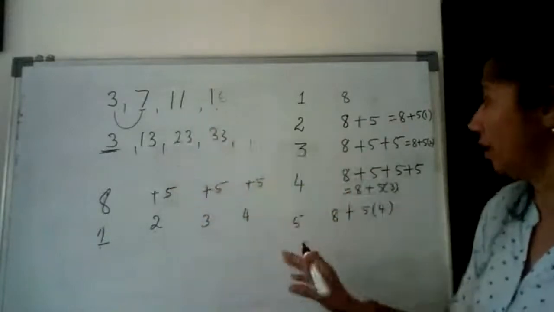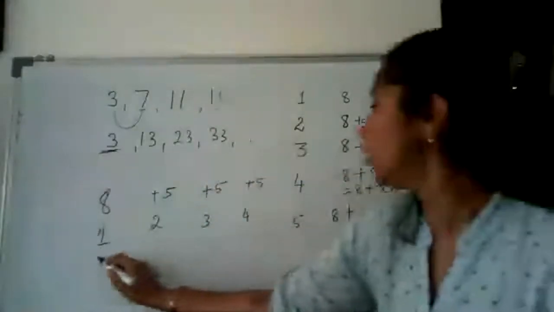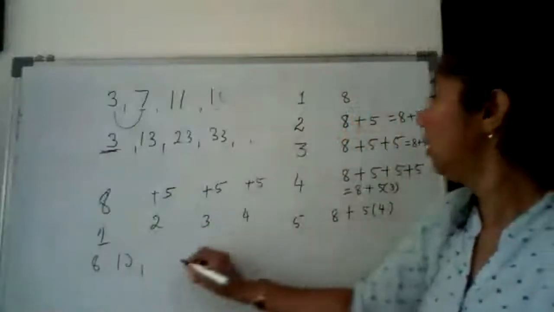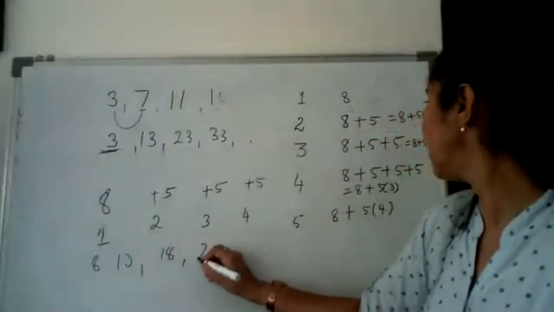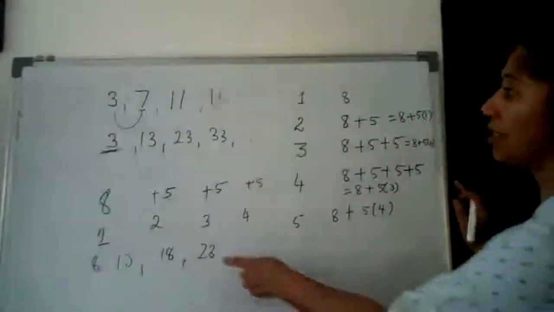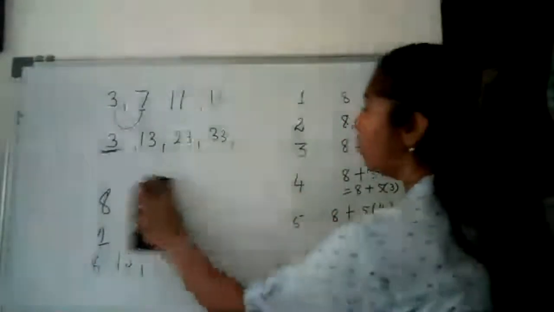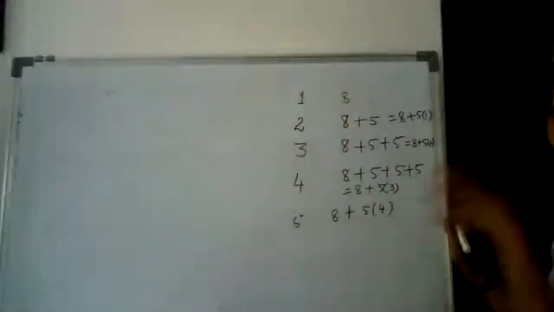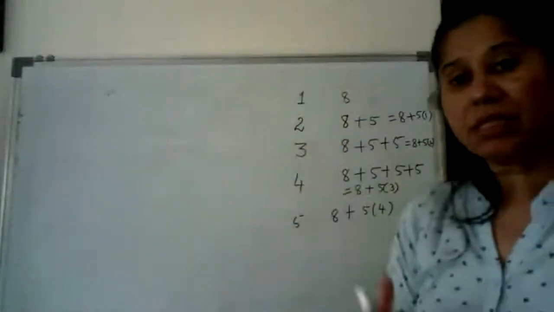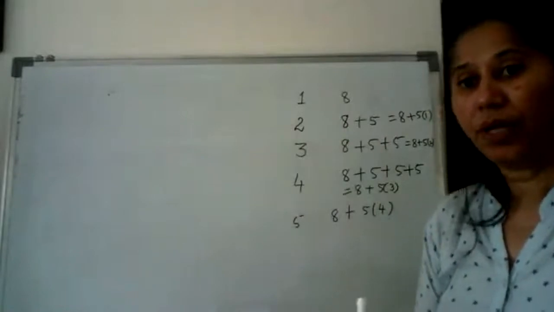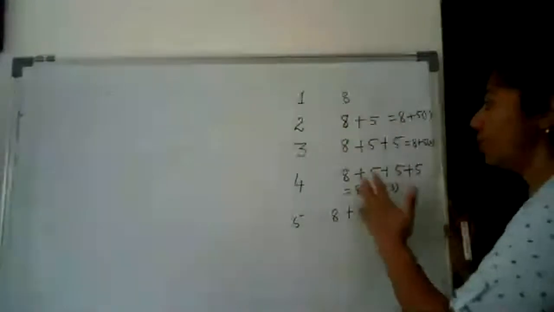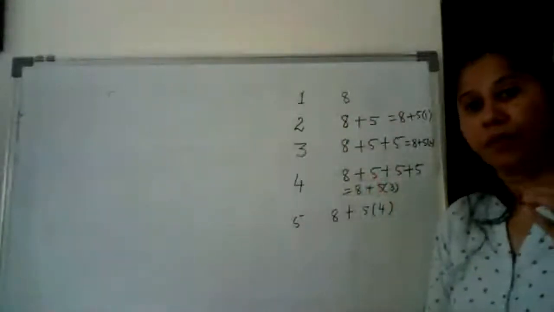The way we wrote here, like, 8. Now look at this. 8, then 13. Then what is our next amount? 18. Then what is the next amount? 23. Isn't it? So it follows the same number pattern. But right now we are not interested in this. Look at it this way. I hope this is clear to everyone.